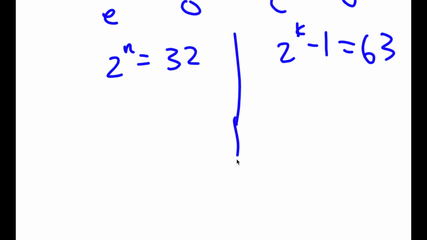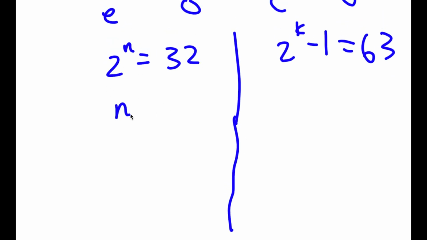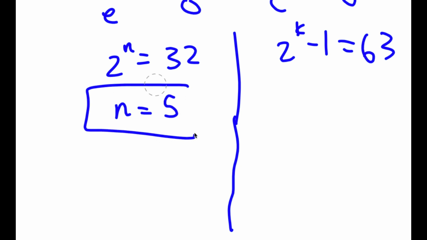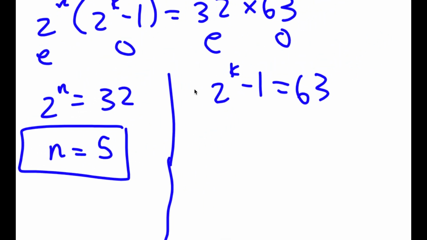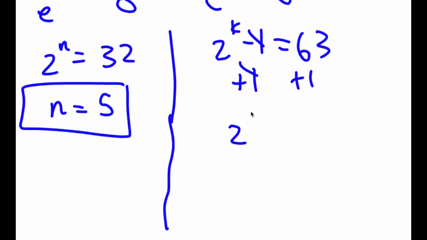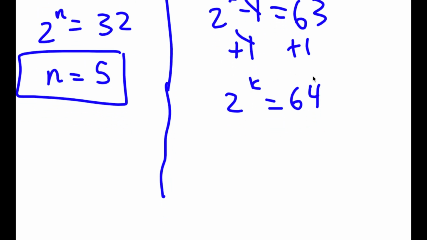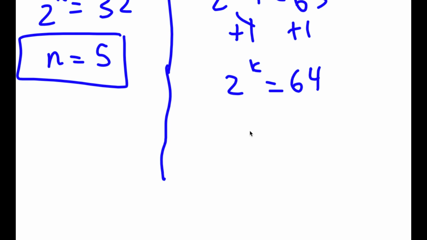So these are my two equations. First off, 2 to the power of n equals 32. We know that n is equal to 5 because 2 to the power of 5 is equal to 32. And 2 to the power of k minus 1 equals 63. I'm going to first start by adding 1 on both sides. So now I have 2 to the power of k is equal to 64. So 2 to the power of what number equals 64? 6, meaning k equals 6.